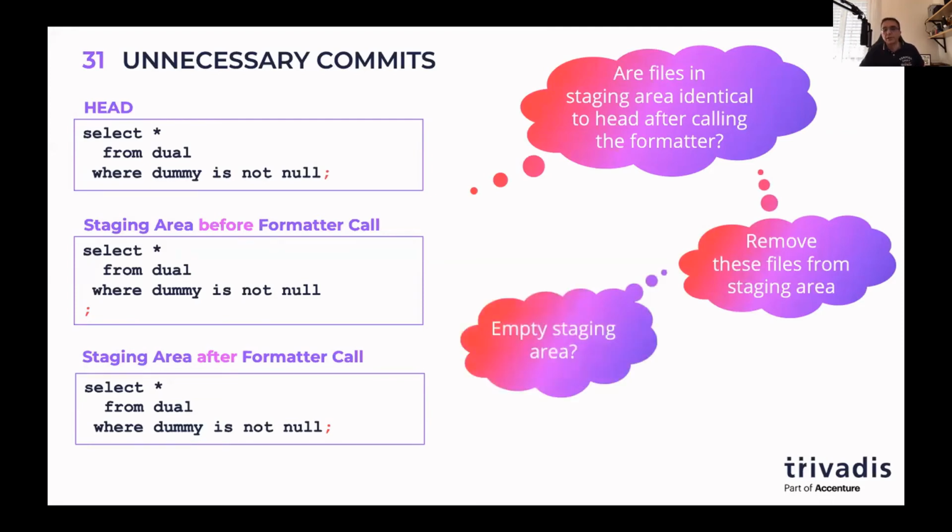And there's a special case: if all of the files are identical and the staging area becomes empty, then we should really abort the commit. It does not make sense to do a commit with no change at all.